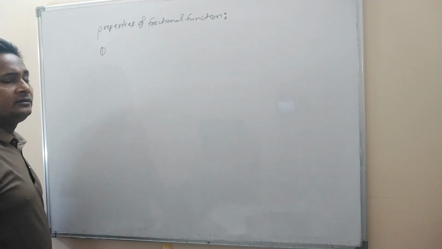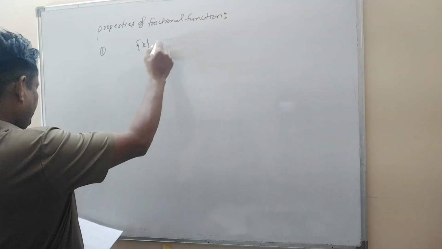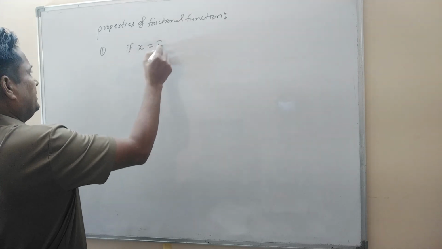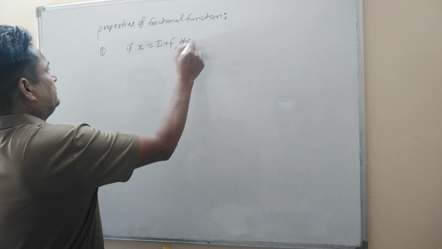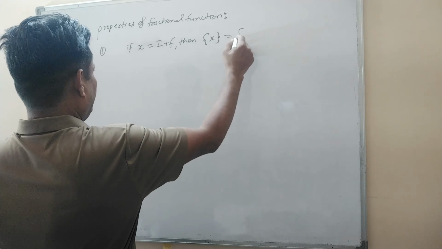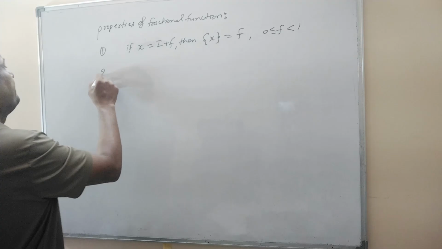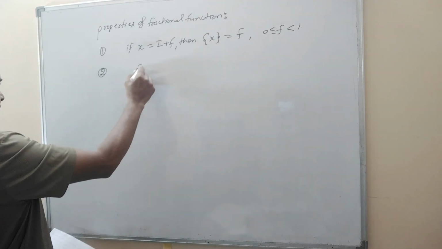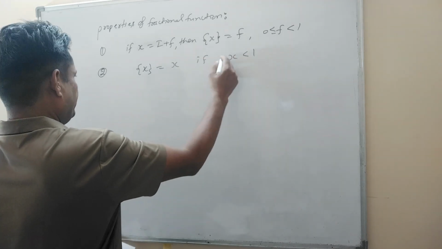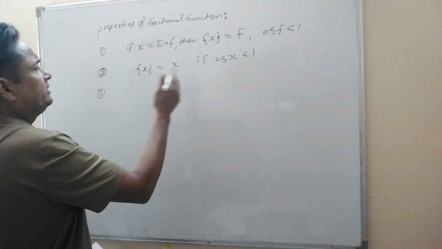Properties of the fractional function. Fractional function of x: if x is equal to I plus f, then the fractional function of x will give you the value f, where f is between 0 and 1. Next, the fractional function of x will be x if x lies between 0 and 1. These both are equivalent definitions.